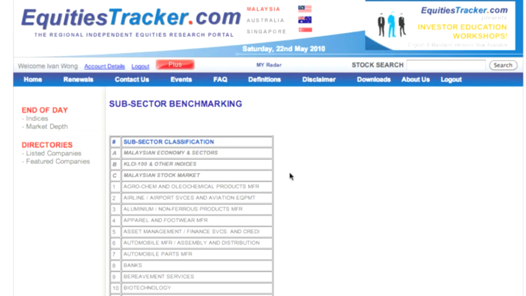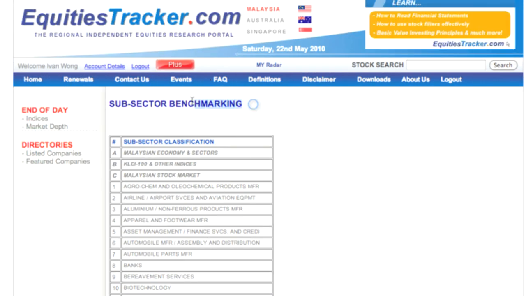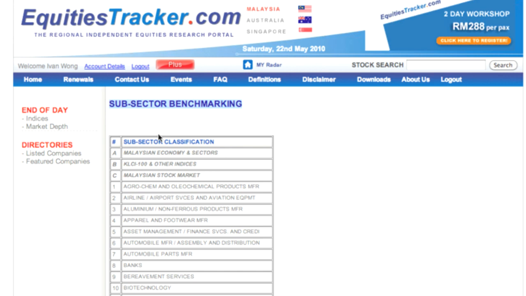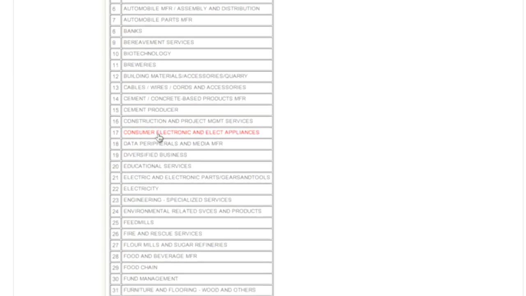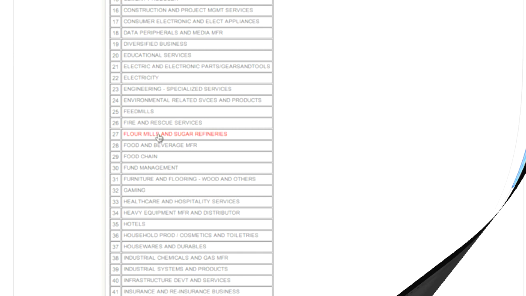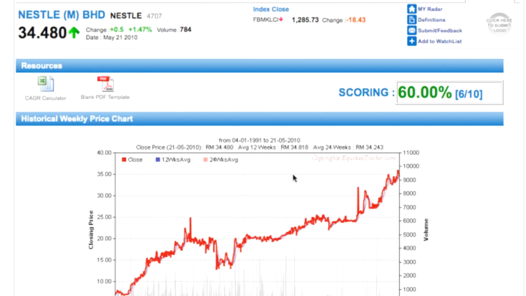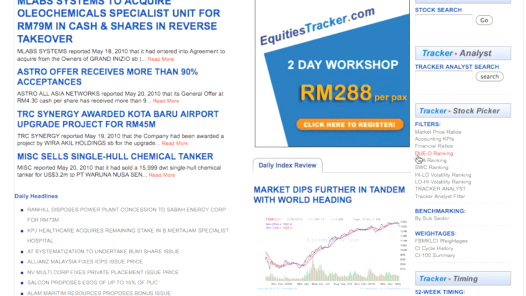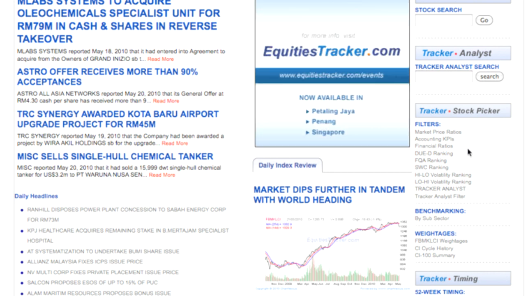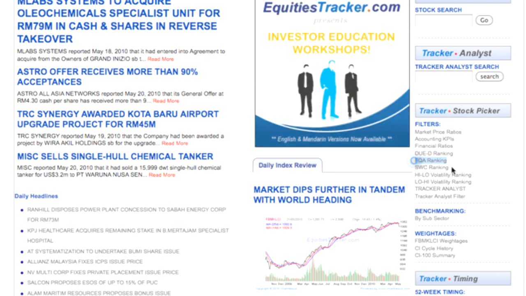The subsector filter allows one to filter for stocks in 82 different subsectors or industries, allowing close comparison with competitors. Once a list of stocks have been shortlisted based on the various filters mentioned above, these stocks have to pass through 3 very important filters, namely FQA or franchise quality analysis, DD or due diligence, and SWC or shareholder wealth creation.